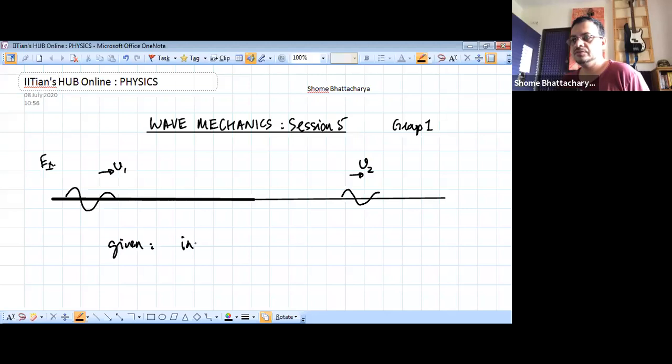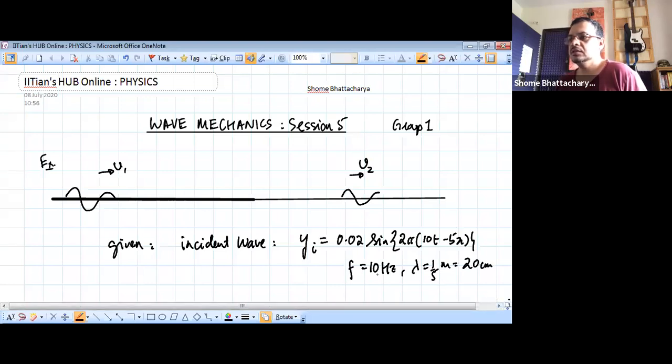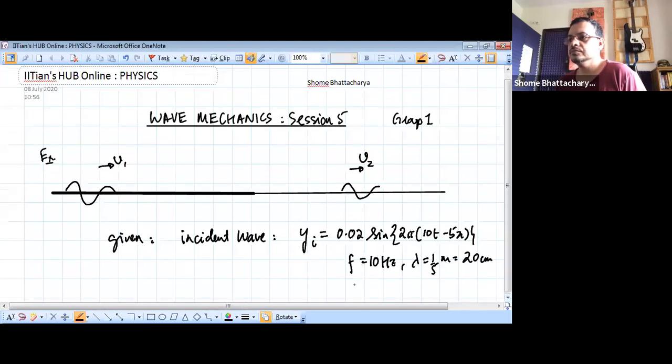So given that, first of all, the incident wave will have y incident of, the equation given to us, 0.02 sine of 2 pi into (10t minus 5x). It's traveling along the positive x direction. So you can see that this has frequency equal to 10 hertz. It has wavelength equal to 1 by 5 meter or 20 centimeters. And therefore it has a speed v1, because it's in that medium, f lambda 1, so that is 2 meters per second or 200 centimeters per second.